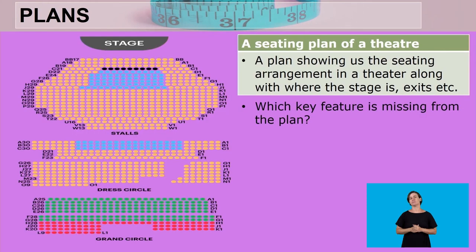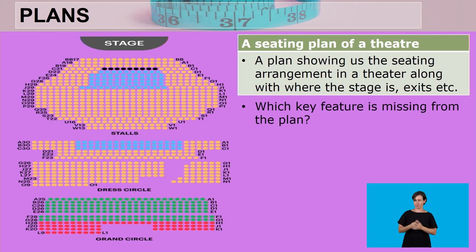We also have a sitting plan of a theater which will show us the sitting arrangement in a theater along with where the stage is, where the exits are, where the screen is, if ever there is a screen in there, and where the seats are located and how they are numbered.